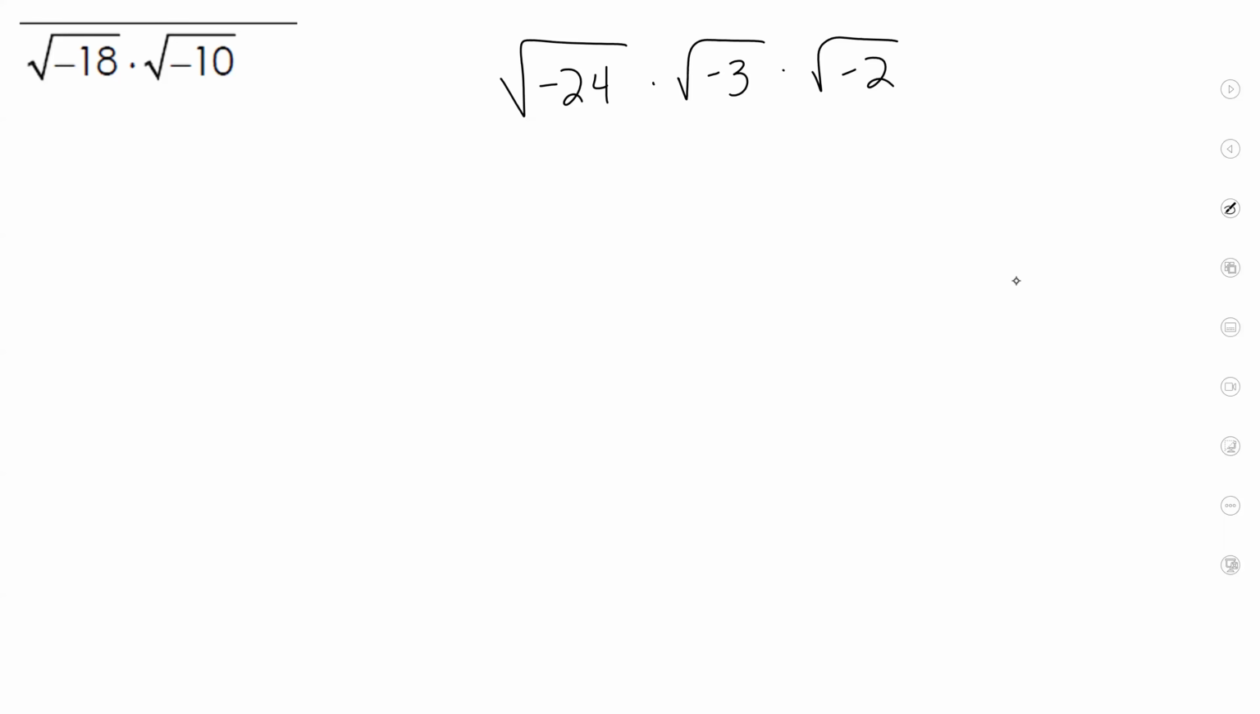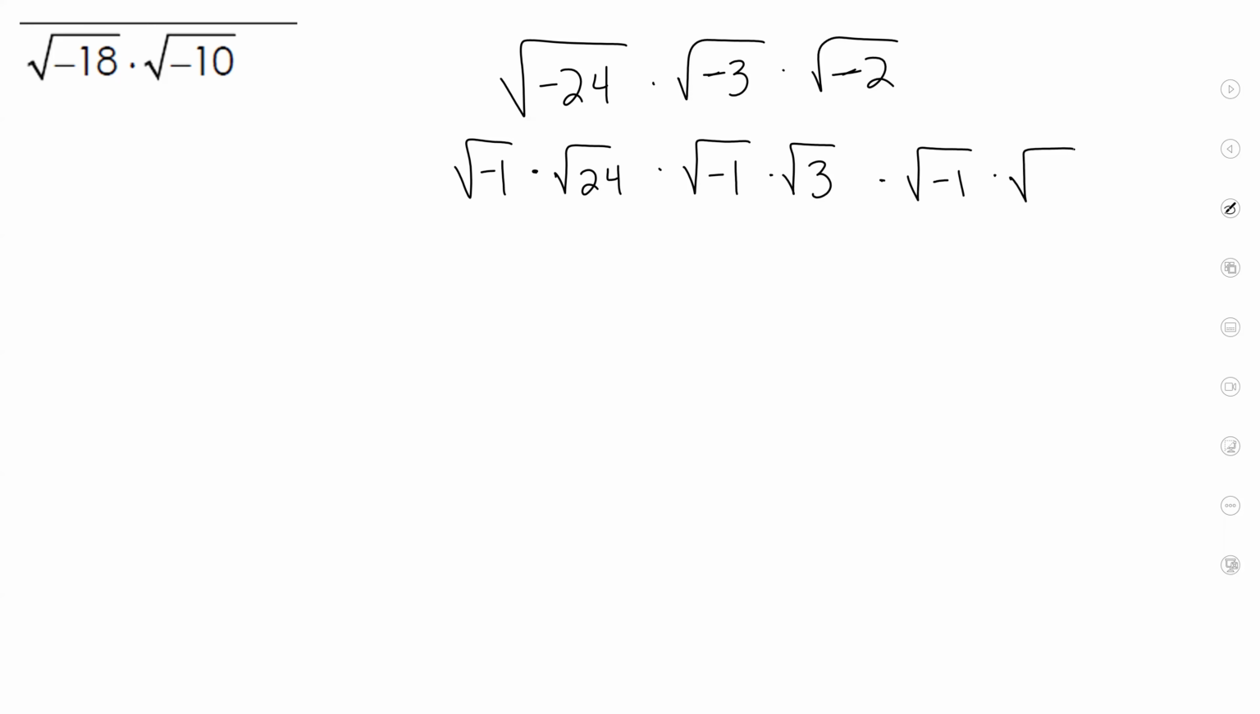Yep. Remember, guys, whenever you have negative square roots, we have to rewrite them as square root of negative 1 times square root of 24. Square root of negative 1 times square root of 3. Square root of negative 1 times square root of 2. Guys, what's the square root of all these negative 1s? I. So this is actually I square root of 24. I square root of 3 times I square root of 2.